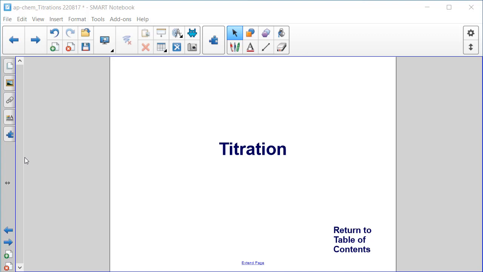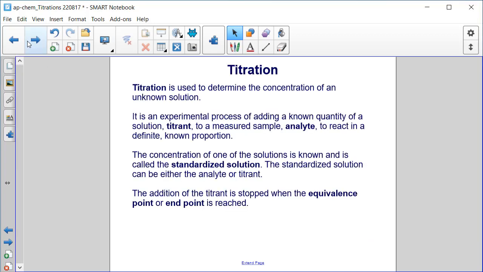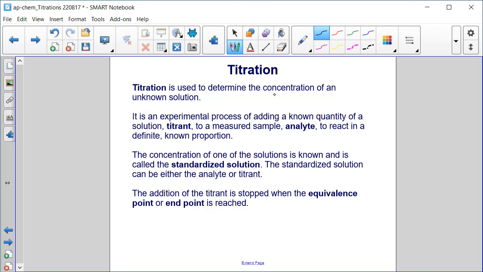All right, in this first section, we are going to discuss titration and what it is. Titration is used to determine the concentration of an unknown solution. It is an experimental process of adding a known quantity of one solution, known as a titrant, to a measured sample, known as an analyte, to react in a definite known proportion.